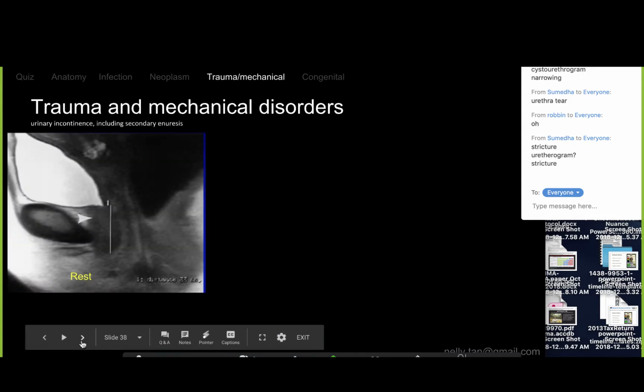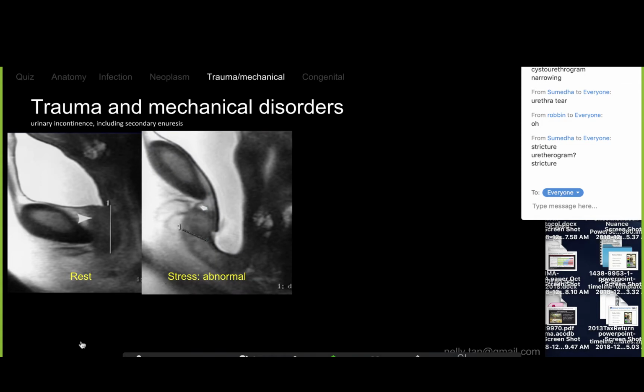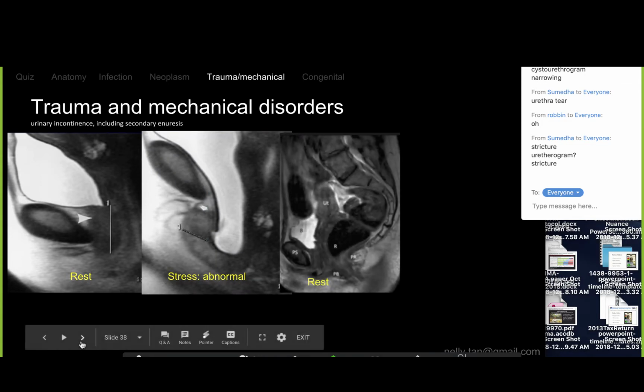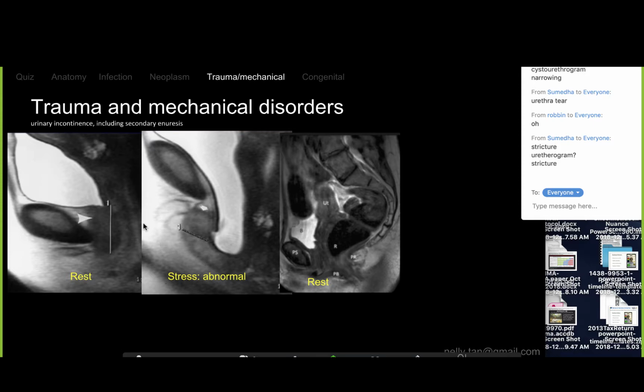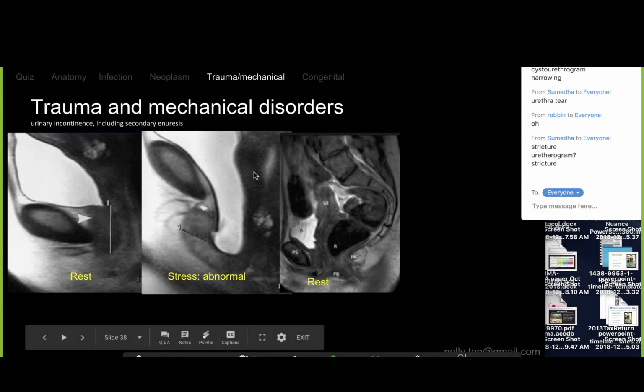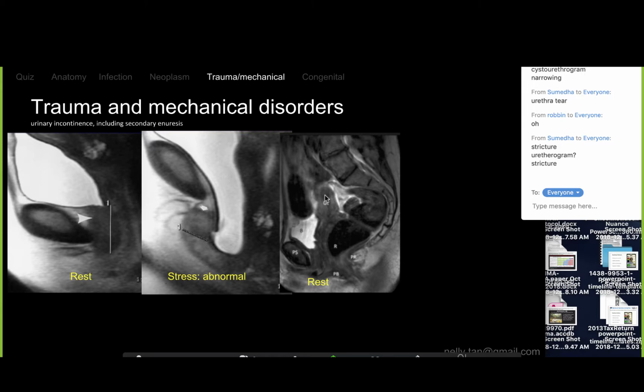More mechanical disorders. So here we're looking at a dynamic MRI. This is a sagittal MRI, so the spine is back here. We have the anterior, middle, and posterior compartment. Anterior compartment contains the bladder. Middle compartment contains the uterus and vagina, and the posterior compartment contains the rectum.